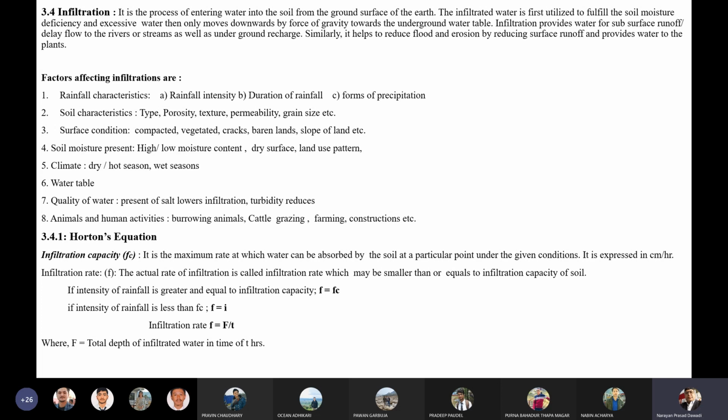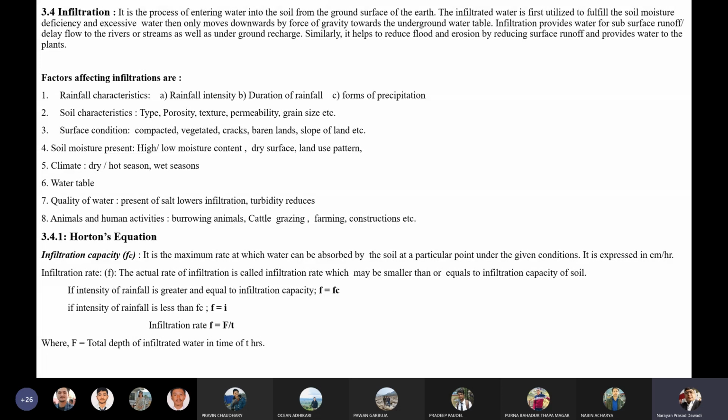Now, soil characteristics. The soil characteristics also affect the infiltration rate. The soil may be of different types. Some soils are fine grain, some are coarse grain, some are permeable, some are non-permeable. Some have high porosity, some have less. Some have fine grain texture, some coarse; some have large grain particles, some fine. According to the type of soil, the absorption capacity is different, and due to the different absorption capacity, the rate of infiltration is also different.